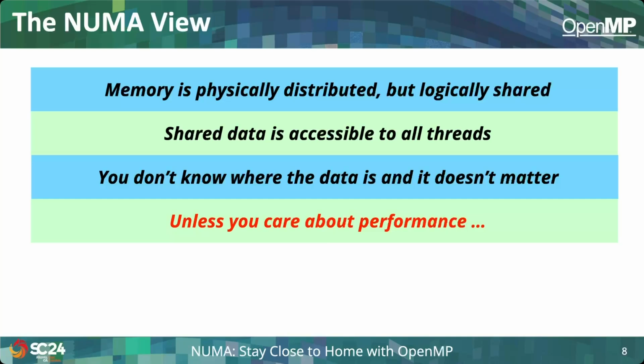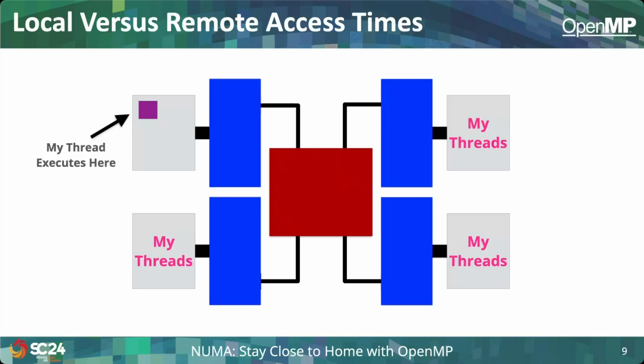Shared data is accessible to all threads. You name a variable, you will get it, no matter where it is. You don't know where the data is, and it doesn't matter, you will get it. The only thing is when you start looking at performance, because then it starts to matter where things are. That's what I want to show here.